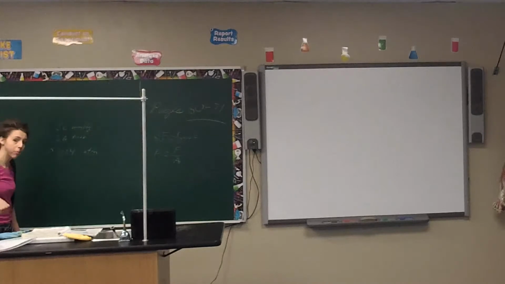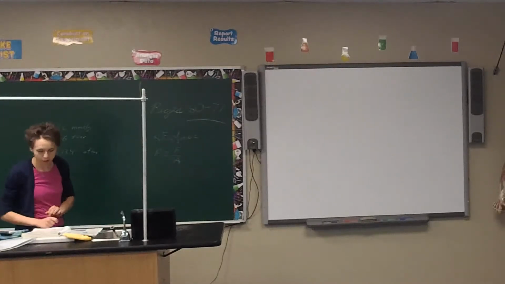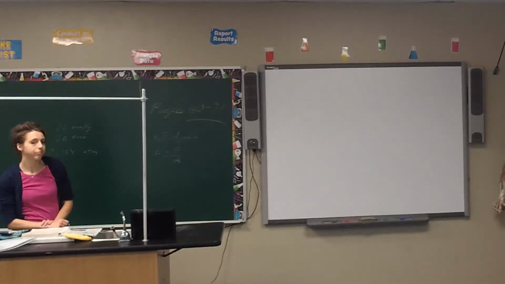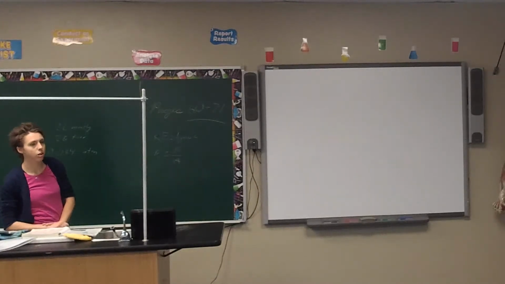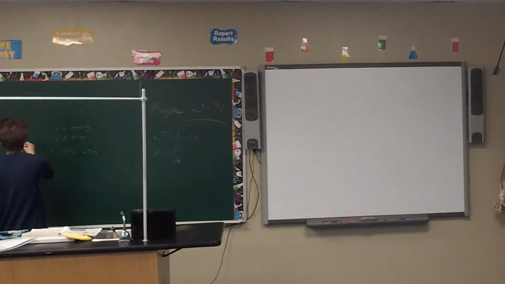If I have 1 ATM, how many torr do I have? 760. Or how many millimeters of mercury do I have? 760. Good. What's the device that's used to measure the pressure of a gas as compared to the atmosphere, or just compared to itself? Manometer. Good job.